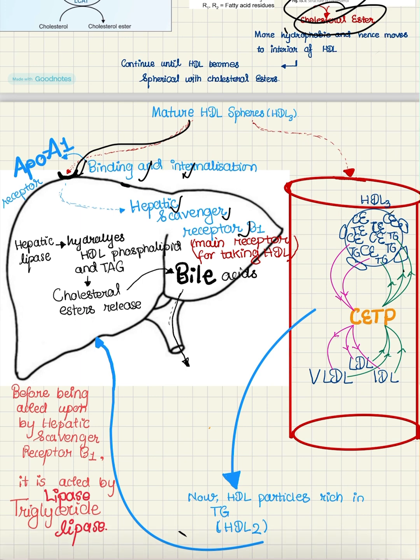When they get internalized, hepatic lipase hydrolyzes the HDL phospholipid, and the cholesterol ester is released. The released cholesterol ester gets converted into the bile acids, and bile acid is excreted as the bile. This is the only excretion method of cholesterol. There is nothing else than this.